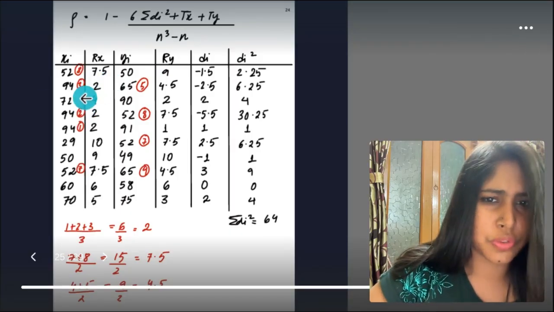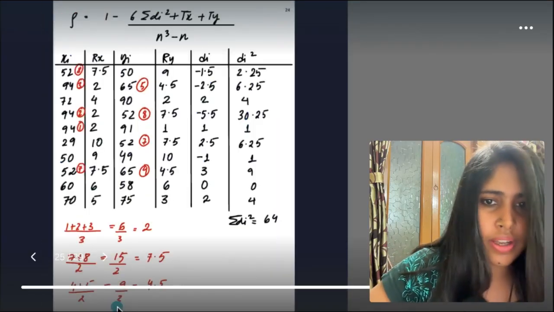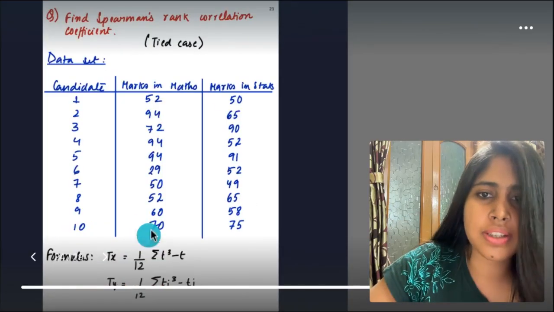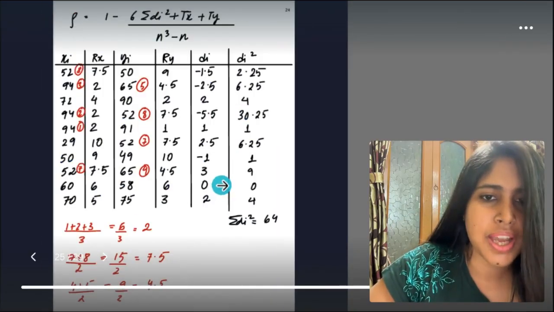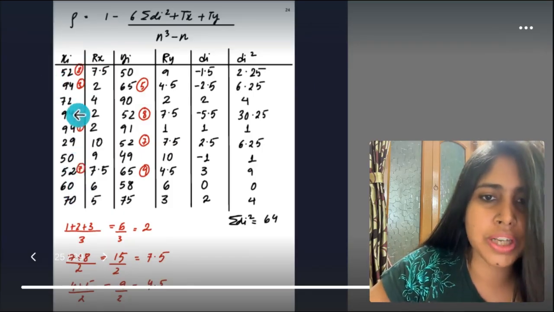See here very carefully. First we jot down the marks in mathematics as xi values, and then the yi values are the marks in statistics. Now see how you will do this. The highest mark scored here is 94.